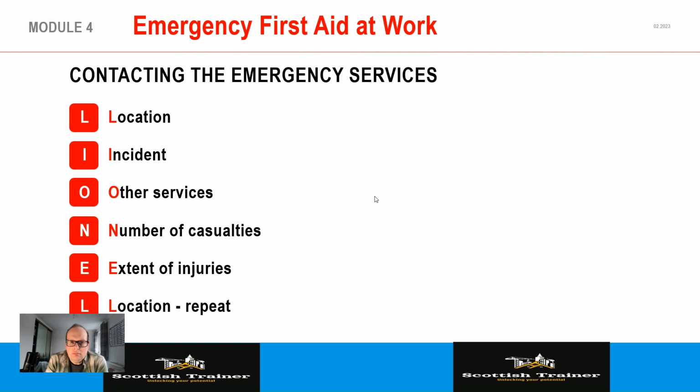We tell them the location. Where are you? Do we use three words? Do we use street names? We give as much detail as possible. The incident. What type of incident is it? He's fallen off his ladder. There's been a car crash. Whatever type of incident there may be. Whether we're needing other services, he might have a knife sticking out of his chest and he's been stabbed, so that you may need police there. It may be a car crash, so you may need the fire service to come.